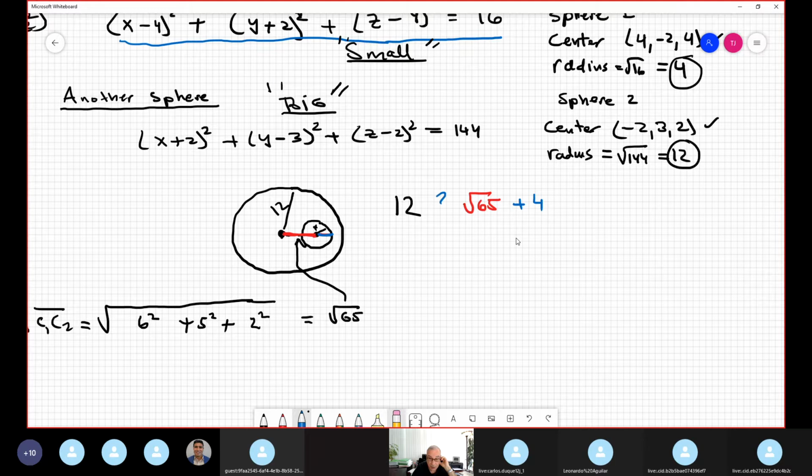And we compare that number. Square root 65 is, in decimal approximation, 8.06 plus 4. And this is 12. And 12 is greater than, okay, suppose the big sphere contains completely, 100%, the small sphere. Then this is greater than, no? This question mark is greater than. But this is 12.06. This is a contradiction.